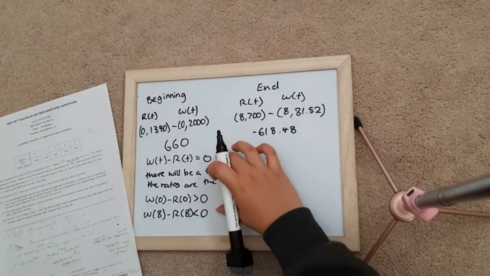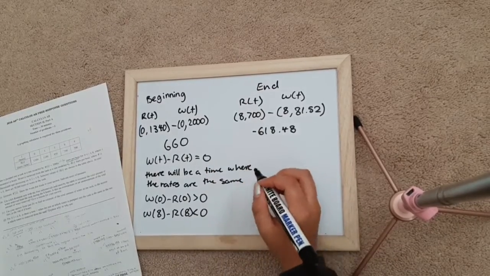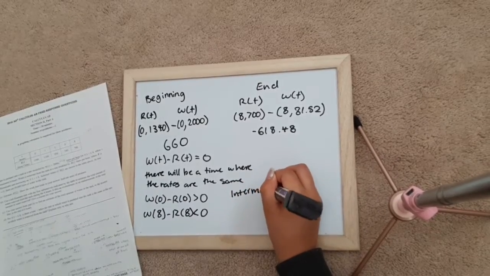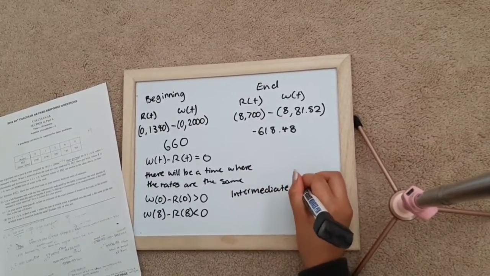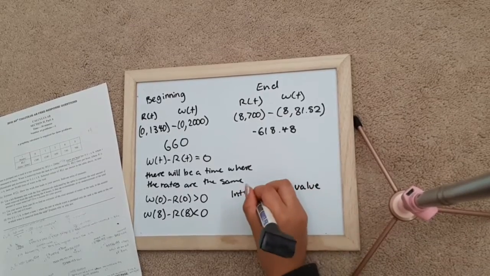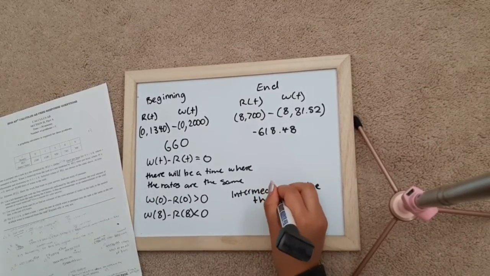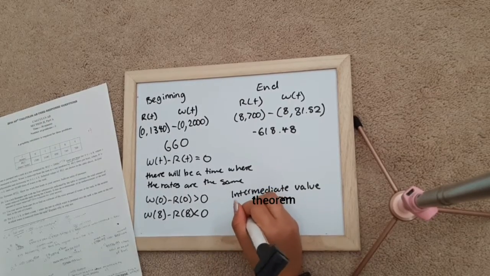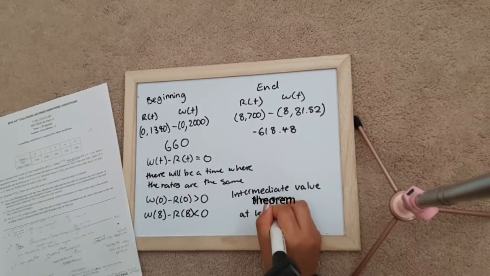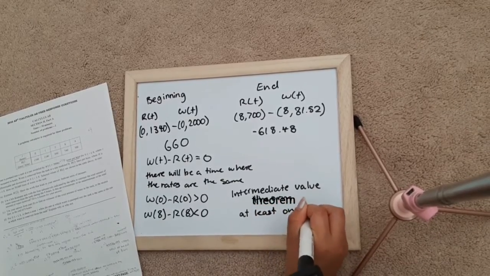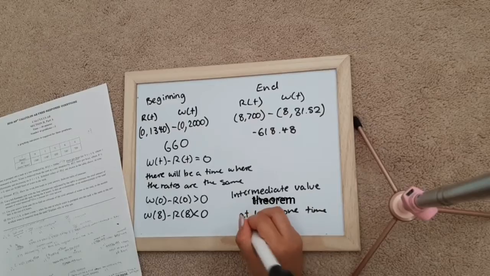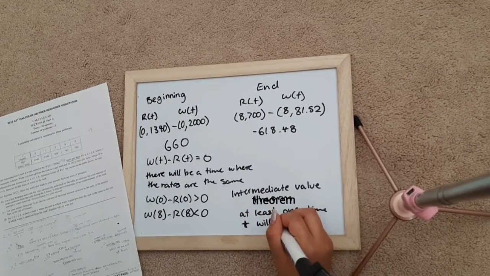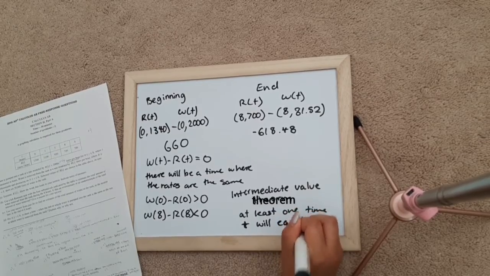And these two you can explain by the intermediate value theorem. And with this theorem, it says at least one time t will equal.